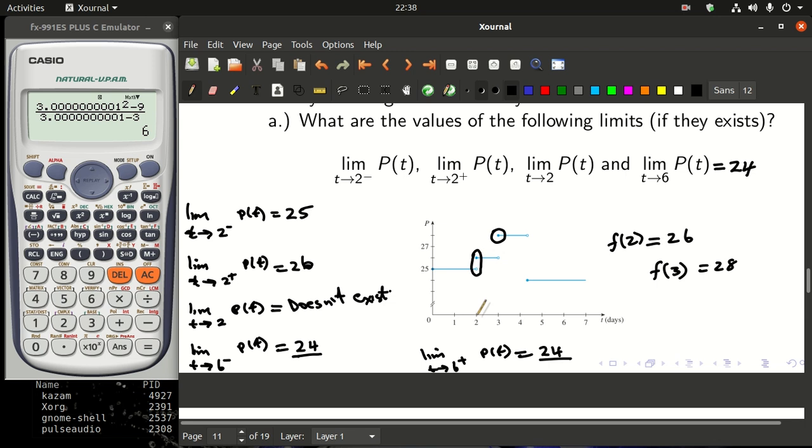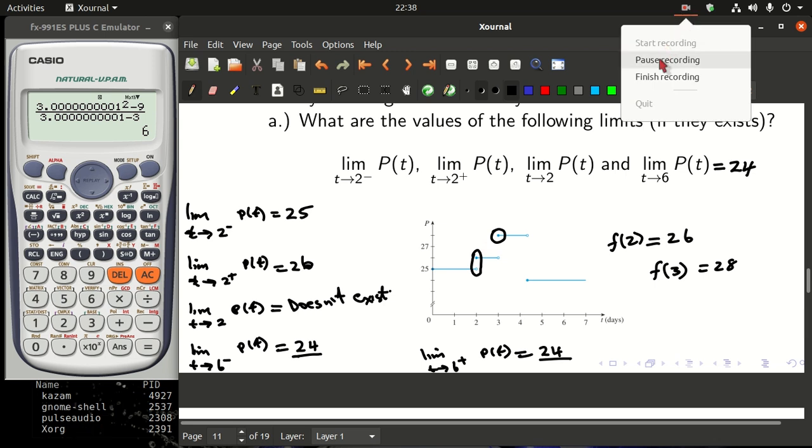And when we are picking a value just on the right of 2, it just falls on this, which means that it's following the jump. Let's take another example here.